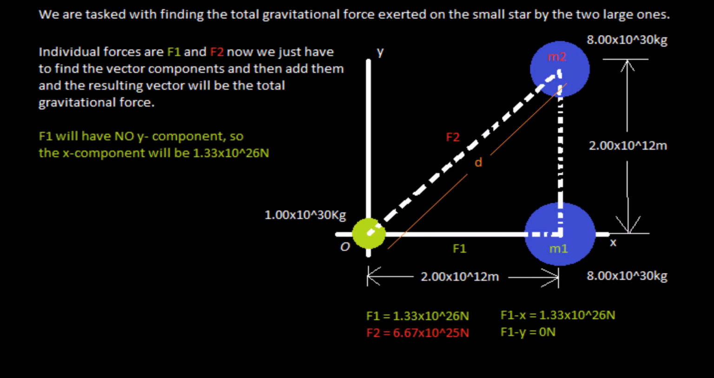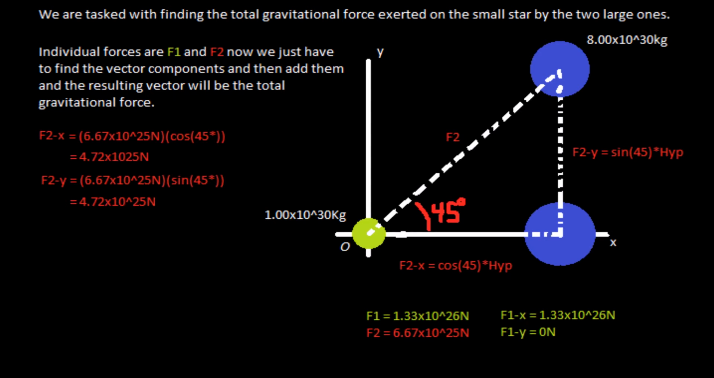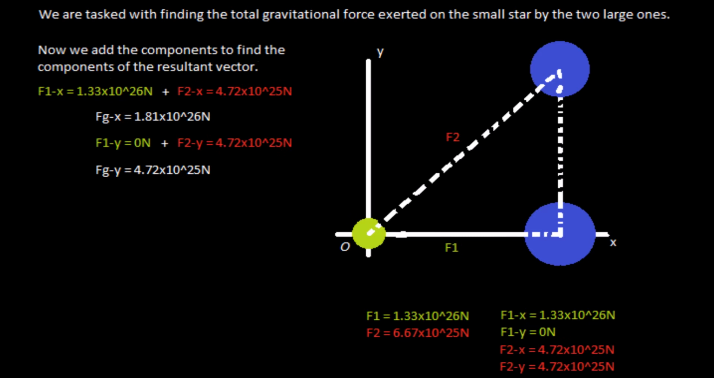Now we use our knowledge of vectors to find each component of our F1 and F2 vectors. Since F1 is directly to the right of O, it's not going to have a y component. So the x component will just be the same value it already has. For F2's x and y component, we just use cosine and sine respectively and multiply it by the original force. That way we can get the correct components. So we add these two pairs of components that we found. That way we can get the x and y components of our resulting vector.